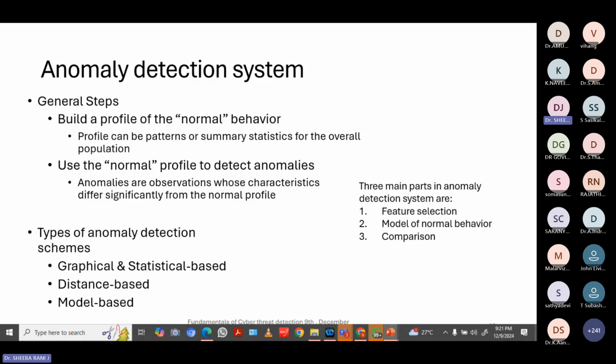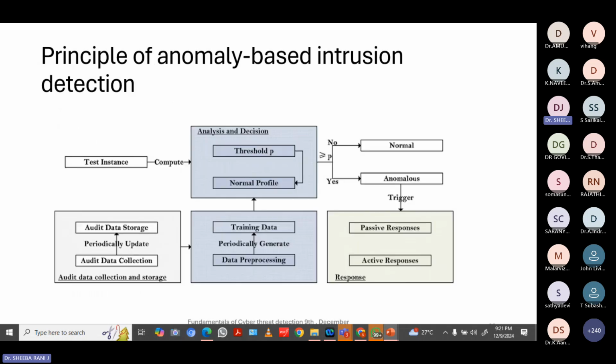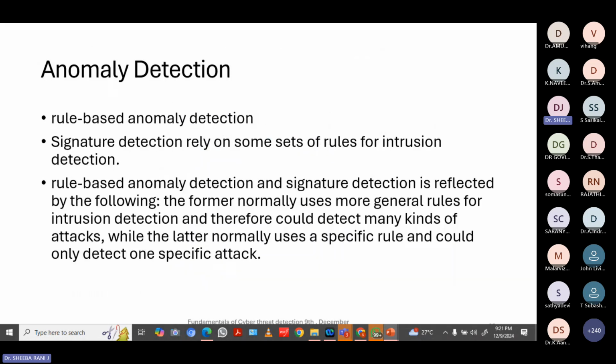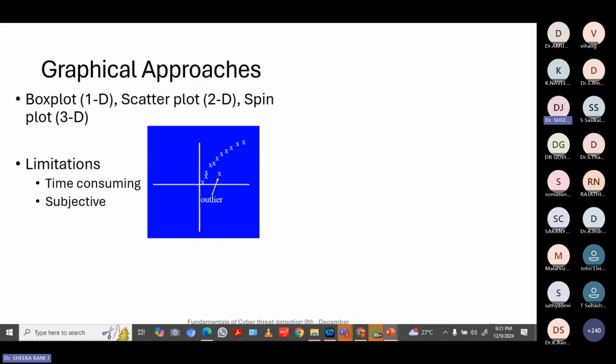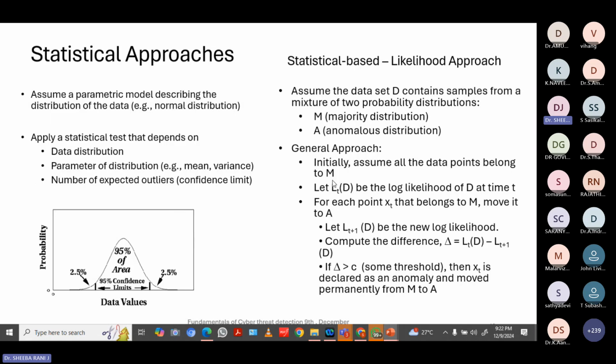I will just cover these 3 and stop. Types of anomaly detection: graphical, statistical, and distance-based models. We can see the graphical and statistical models because they will help us recollect what we have learned. In the graphical approach, box plots, scatter plots, and spin plots are used. You see, there is an anomaly, an outlier. I have taken one-dimensional data mining here; a similar concept can be used in networks. It is time-consuming and subjective.